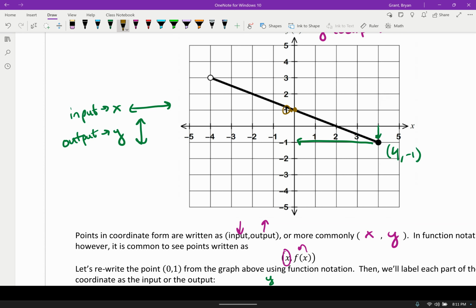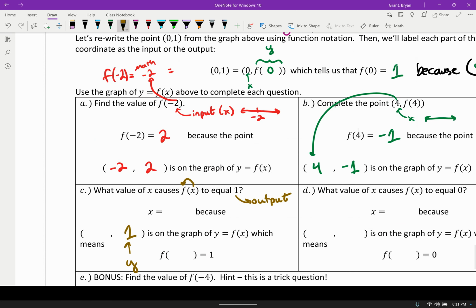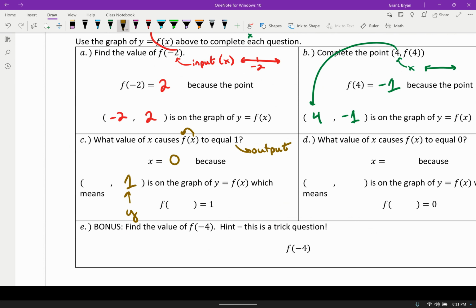So we had 1 over, and then if we go down, what is that x value? That's an x value of 0. This is the point 0 comma 1. So another way to phrase this is that x is 0 because 0 comma 1 is on the graph. That means that if you input 0 into our mystery formula, the output is 1.